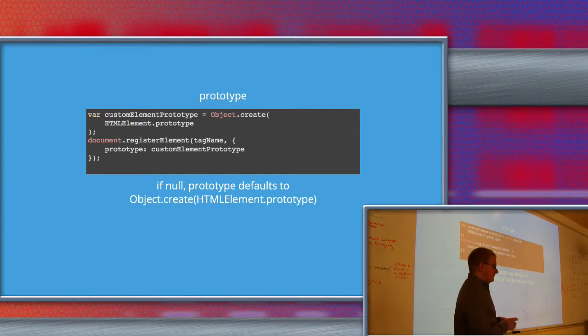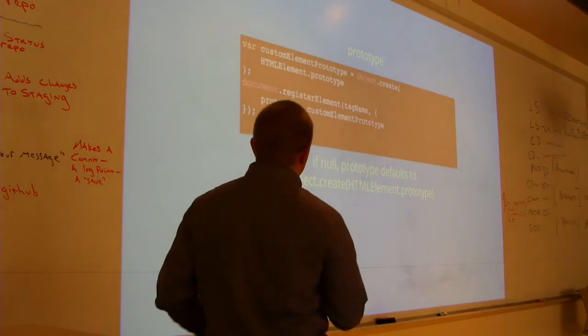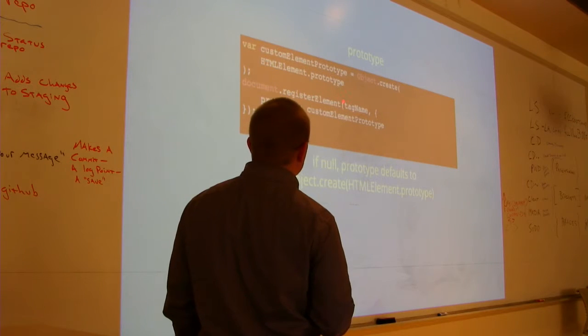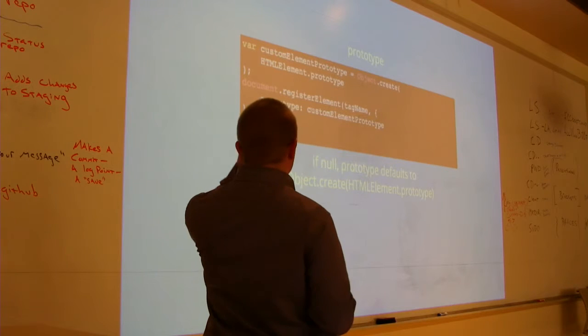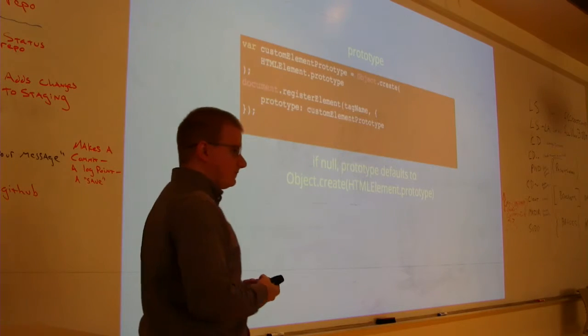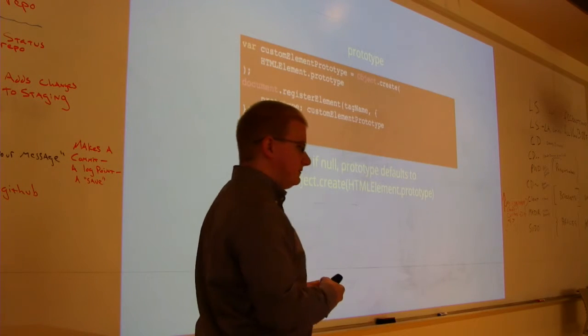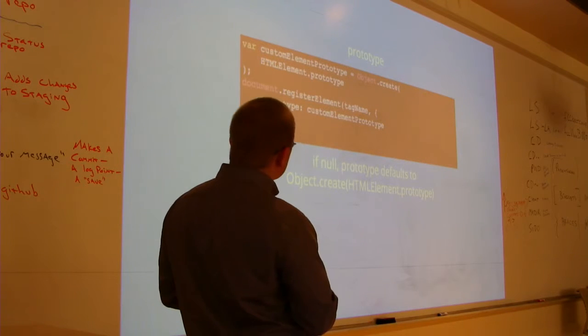Question. So it looks like you're just getting the HTML prototype for that variable, custom element prototype. Yes. I guess you also run Object.create. Does Object.create create a new instance of HTMLElement.prototype? Yes. Could you not pass in just HTMLElement.prototype on the last line there of code?